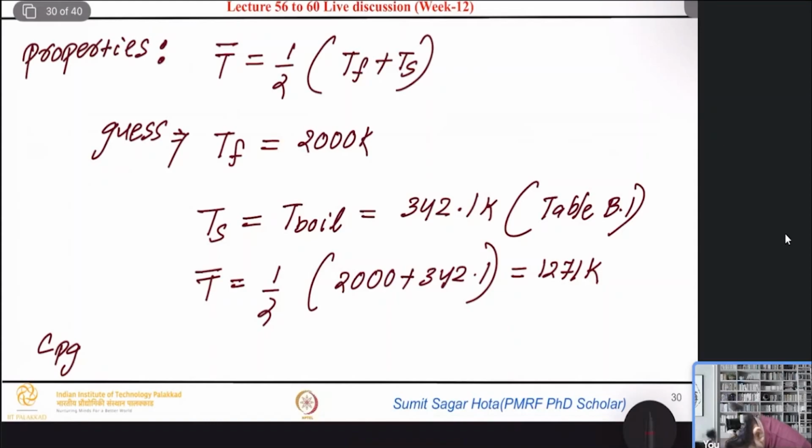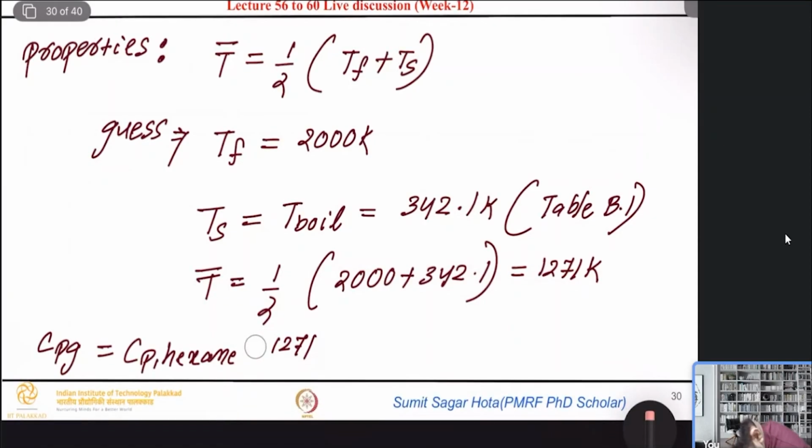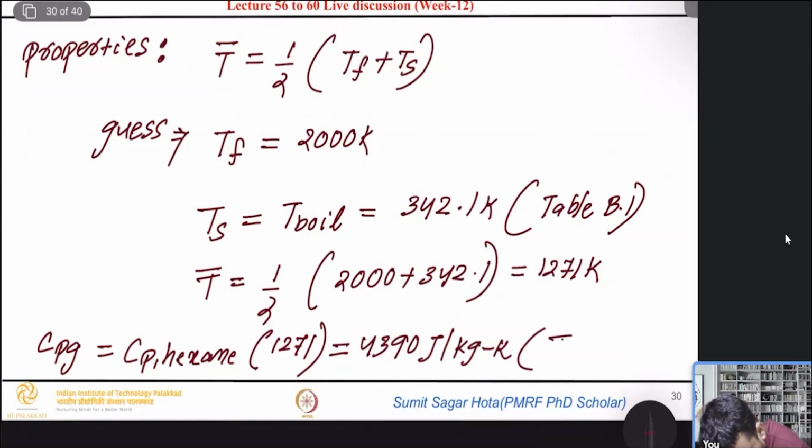cpg equal to cp of hexane at 1271 Kelvin. Okay, the value comes out to be 4390 joule per kg Kelvin. We have taken this value from table B.2.